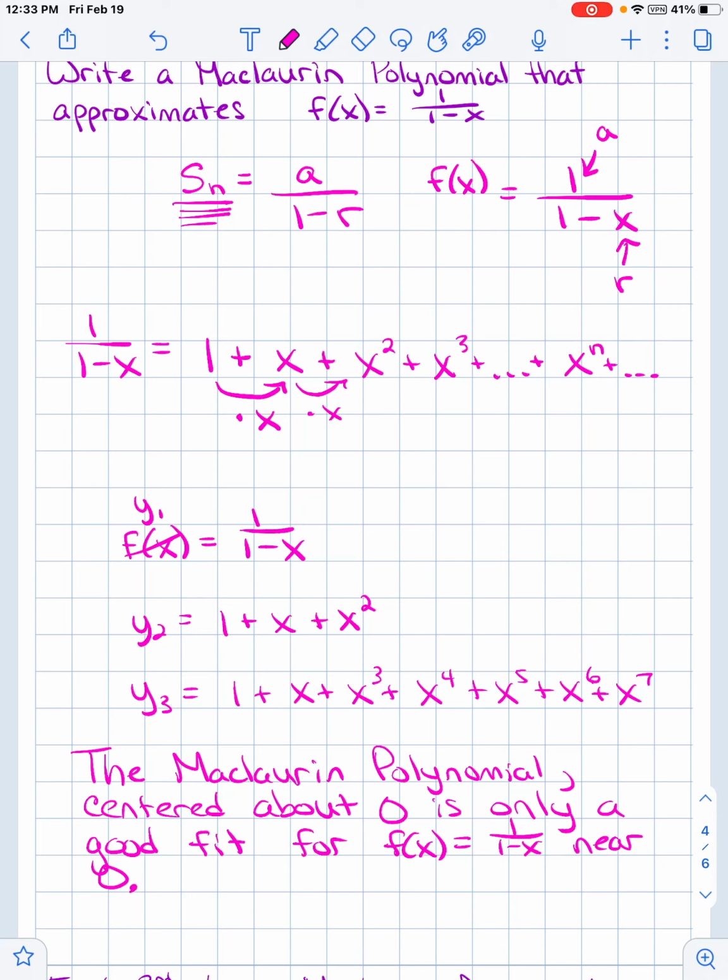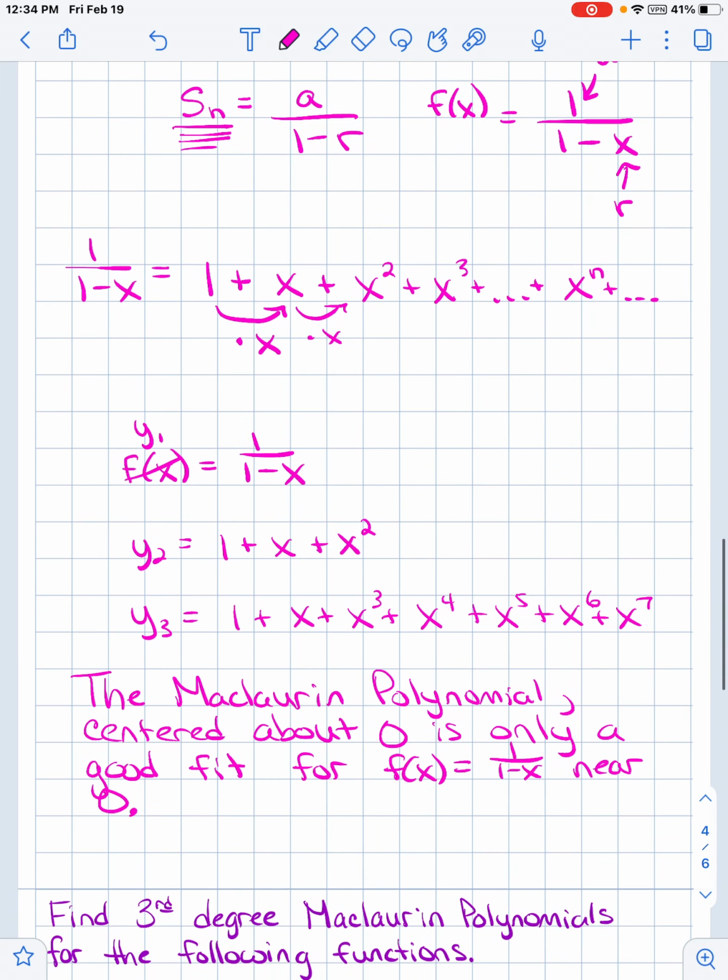We were finding for sine and cosine that the Maclaurin polynomial we were finding was a good approximation for sine and cosine for any value, because the more terms we added onto our polynomial, the more it just fit that sine and cosine curve perfectly. But when we get into a case like this, the polynomial we're finding only converges to 1 over 1 minus x for values really close to 0.